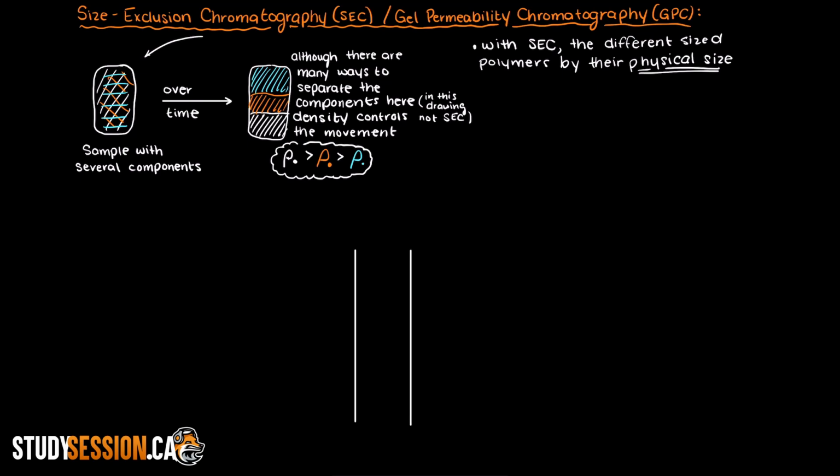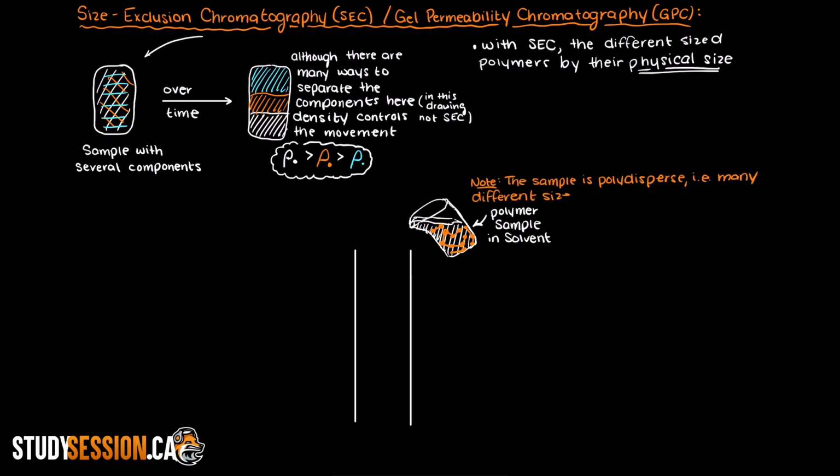Well, let's imagine that we have this really long column here. At the top of our column, let's say that we have our polymer in a solvent. So our polymers are just floating around in our solvent. And if we were to examine the sample closer, we would have some polymers that are really short and some that are really long, as our sample is polydispersed, meaning that it has chains of different sizes. Now, let's talk about how this technique actually works.